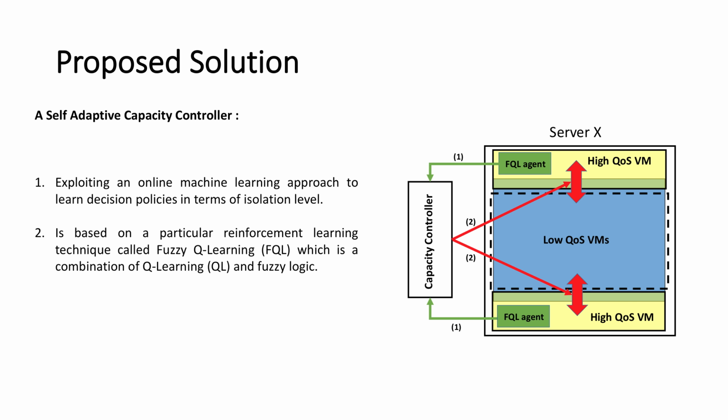So what we propose is a self-adaptive capacity controller exploiting an online machine learning approach to efficiently learn decision policies in terms of isolation level, or the number of cores to share, with regard to the application behavior. Our approach is based on a particular reinforcement learning technique called fuzzy Q learning, which is a combination of Q learning and fuzzy logic. Note that we will have a fuzzy Q learning agent inside each high QoS virtual machine.